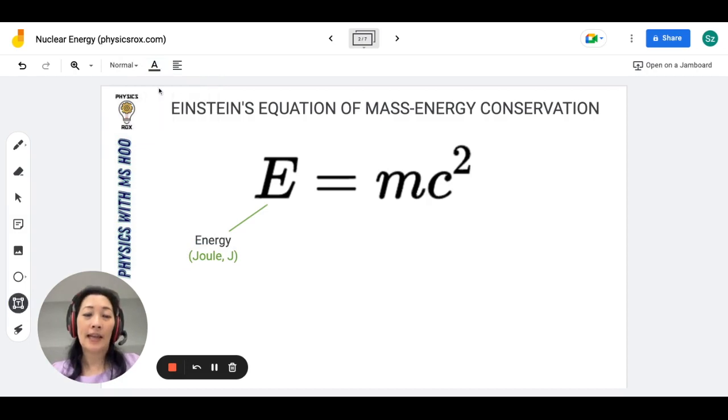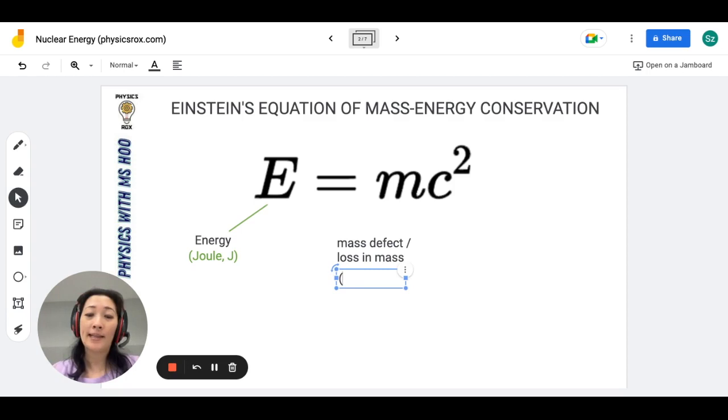M in this case, well, M is normally mass, right? In this case, you have to know specifically that M represents mass defect. Mass defect is a very fancy way of basically saying loss in mass. This must of course be written in SI unit, and the SI unit of mass is kilogram. Short form is of course kg.